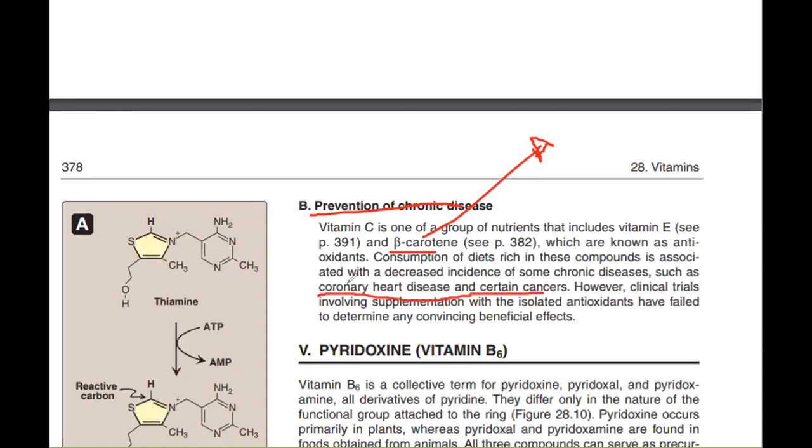They have not explained it in a big way, but I'm telling you. However, clinical trials involving supplementation with the isolated antioxidants have failed to determine any convincing beneficial effects. So it's not like we give vitamin C to treat these diseases and we will not give any medicines. In conventional treatments in hospitals it's not so favorable, but we do give it as a supplement, okay, because it helps in many processes. So we have done vitamin C here.